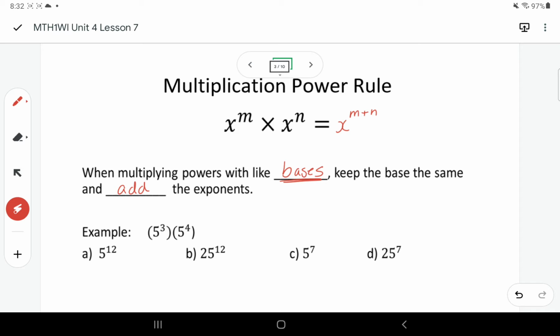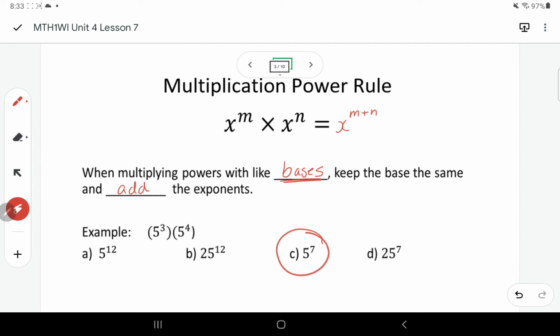So 5 to the exponent 3 times 5 to the exponent 4. Remember the rule here. We have to keep the base the same. So keep it as a 5 and add the exponents. So my correct answer is going to be C. 5 stays the same, add the exponents. That's what you're doing when we're doing these exponent rules.